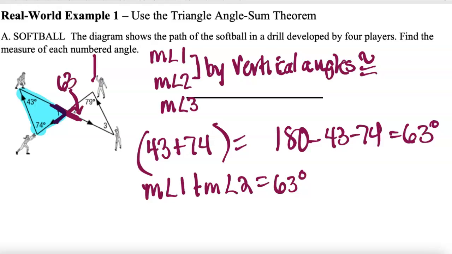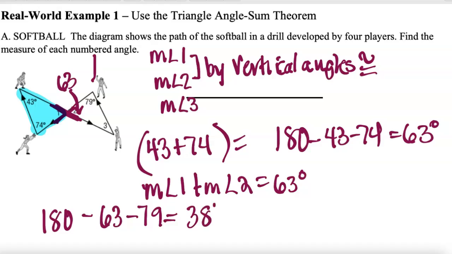So we'll use the same strategy to figure out the measure of angle 3. To get the measure of angle 3, we're going to take 180 minus 63 and then minus 79. And we're going to get that that's 38 degrees.